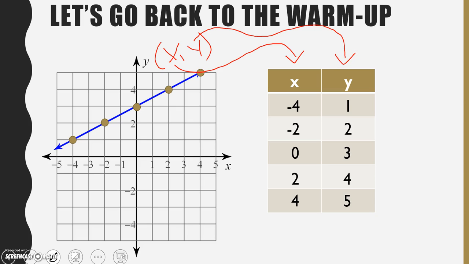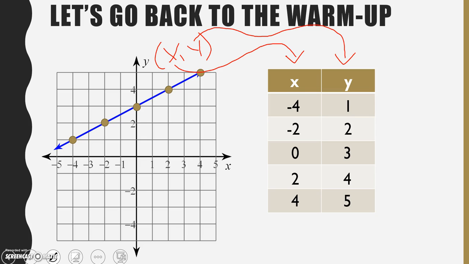If you've never made a table before, the x values always go on the left side, the y values always go on the right side, and then we always want it to be in an increasing order. So when we go from top to bottom in this table, we always want the x values to be increasing. So your smaller x values should be on the top, while your bigger x values should be on the bottom. And they should always be in that order.